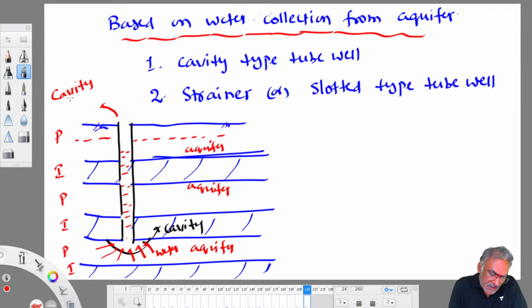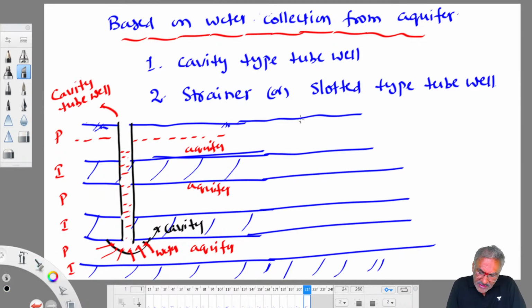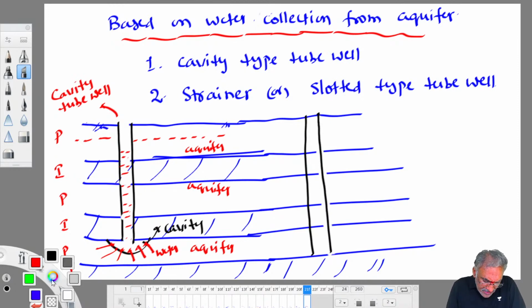Cavity type tube well always collects water from the bottom. Whereas strainer type tube well collects water always from the sides. That's the difference between them. If we extend and see the same ground, a strainer type tube well taps more number of aquifers because it collects water from the sides. So different zones of water available inside the ground, it can start collecting that water.